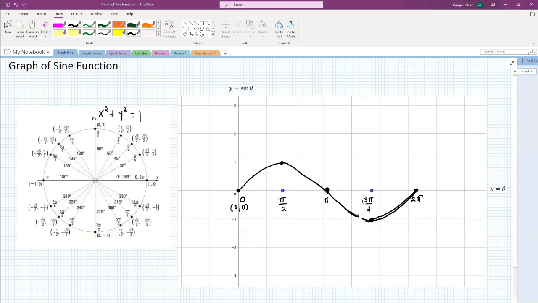Okay, so let's label these key points, the coordinates. So 0, 0 is one of them, and then for an x of pi over 2, we got a y of 1. Sine of pi over 2 is 1. At pi, we have a 0. At 3 pi over 2, we got a -1. And then back to 2 pi, 0.